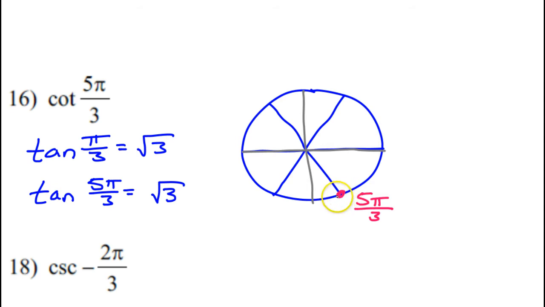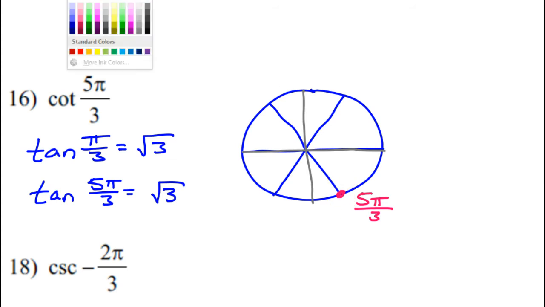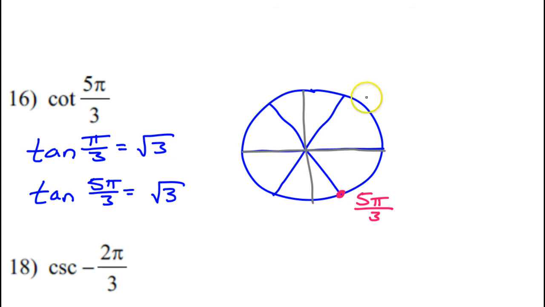So is tangent positive or negative here? Well, I hope that you have memorized somewhere along the way that tangent is positive in the first quadrant and in the third quadrant. Tangent is negative in the second quadrant and the fourth quadrant. Alright, that's worth just memorizing. Okay, so I know that this should be negative in this particular quadrant, so that's how I know that this will be negative radical 3.